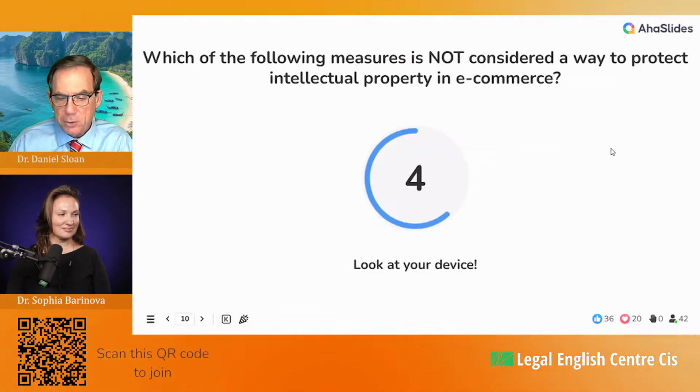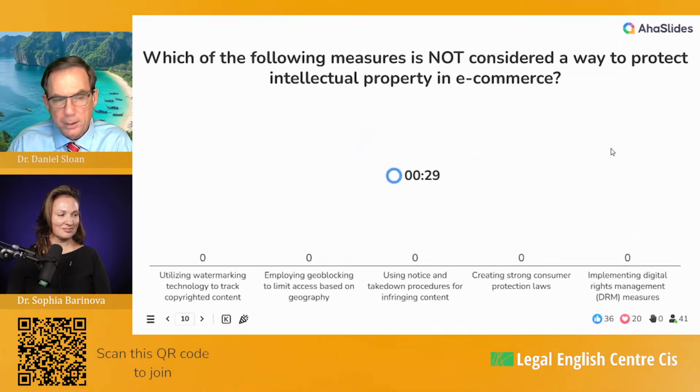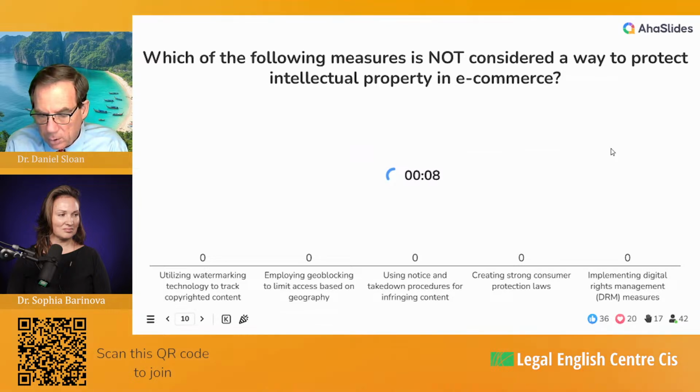Which of the following measures is not considered a way to protect intellectual property in e-commerce? Utilizing watermarking technology to track copyrighted content, employing geo-blocking to limit access based on geography, using notice and take down procedures for infringing content, creating strong consumer protection laws, or implementing digital rights management, DRM, measures.